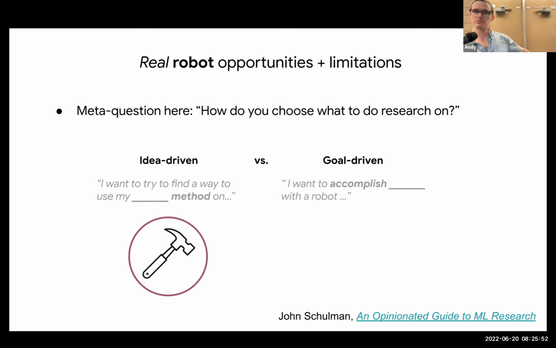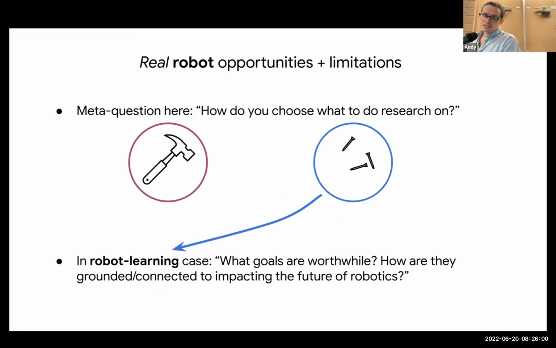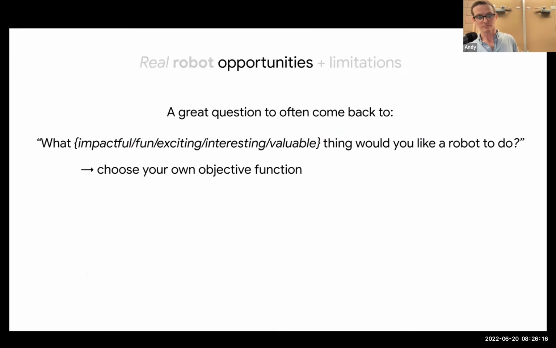So idea-driven is a little bit more sort of, you've got the hammer and you're looking for nails. Goal-driven is a little bit more, okay, what are the nails? What are the problems? What are the opportunities? And in the robot learning case, I think it's especially interesting to think about. But we can't just say, oh, let's go for the nails. Let's go for goal-driven. I think we have to have a sense of what goals are worthwhile and how they are grounded, connected to impacting the future of robotics.